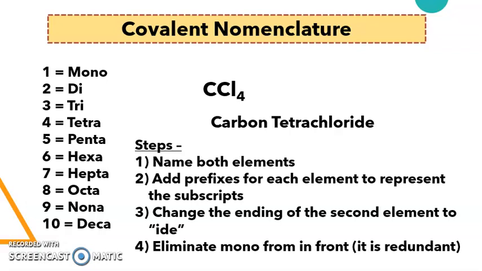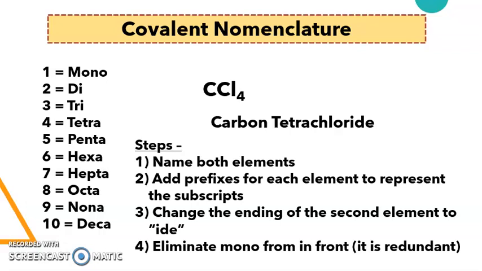Change the ending of the second element to ide, I-D-E. So instead of chlorine, it became chloride. And then, of course, eliminate mono from the very front part. You can use it in between the two elements, but you can't use it out in front. And that, again, is because it's kind of redundant to say so.